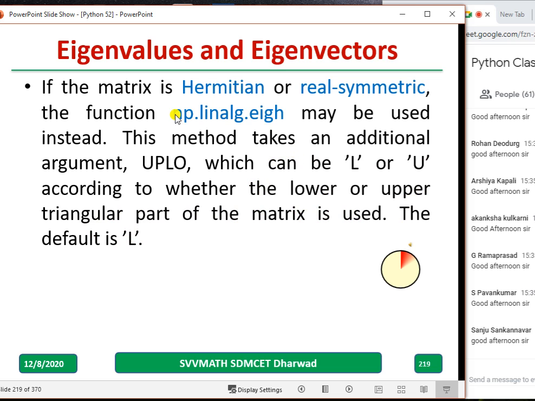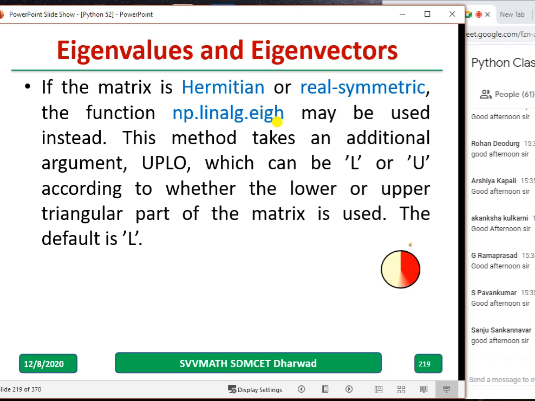Read it, note only this if you want. eig, and one more is eigh. For this one, an additional argument should be given, that is L or U, whether you want the upper or lower triangular.